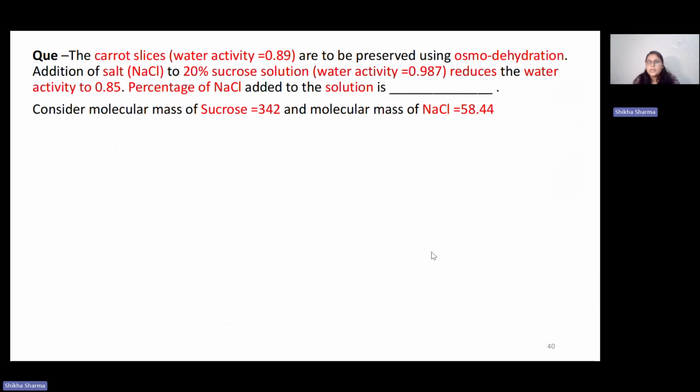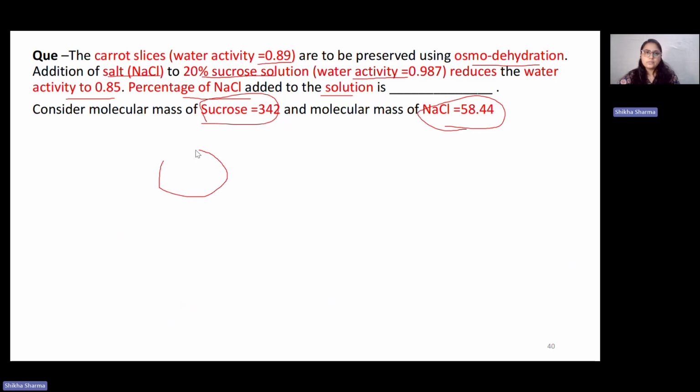Let's discuss this next question. The carrot slices having the water activity of 0.89 are to be preserved using osmodehydration, addition of the salt NaCl to 20% sucrose solution, which is having a water activity of 0.987, reduces the water activity to 0.85. Percentage of NaCl added to the solution is, and the sucrose molecular mass and NaCl molecular mass are given.